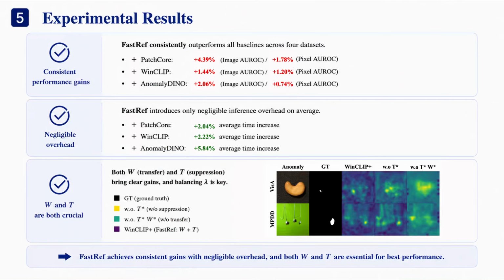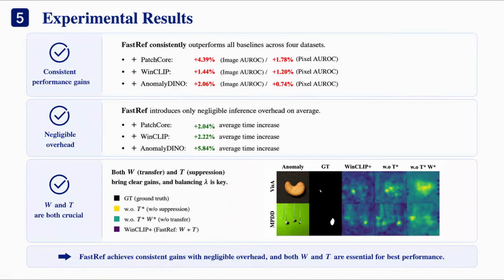This slide presents the experimental results of FastRef from three perspectives: performance improvement, inference efficiency, and ablation analysis. First, FastRef consistently improves the performance of different baseline methods across multiple datasets. As shown in the upper part, integrating FastRef brings stable gains in both image level and pixel level AUROC for PatchCore, WinCLIP, and AnomalyDINO. This demonstrates that the proposed prototype refinement strategy is general and effective across different FSIAD frameworks.